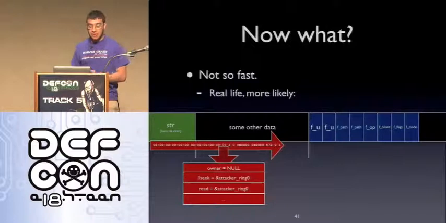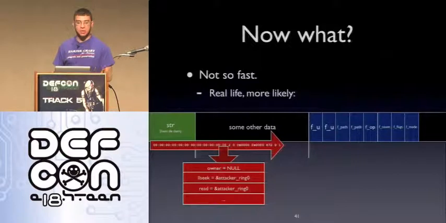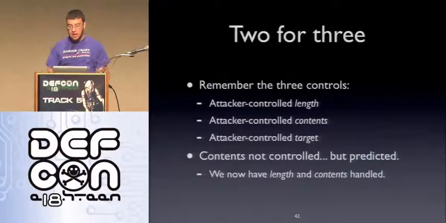Maybe there's going to be another frame in the way there. And now, instead of having FOP point to this structure, we have just some random bogus data pointing to the structure. FOP has not been touched. We haven't won yet.